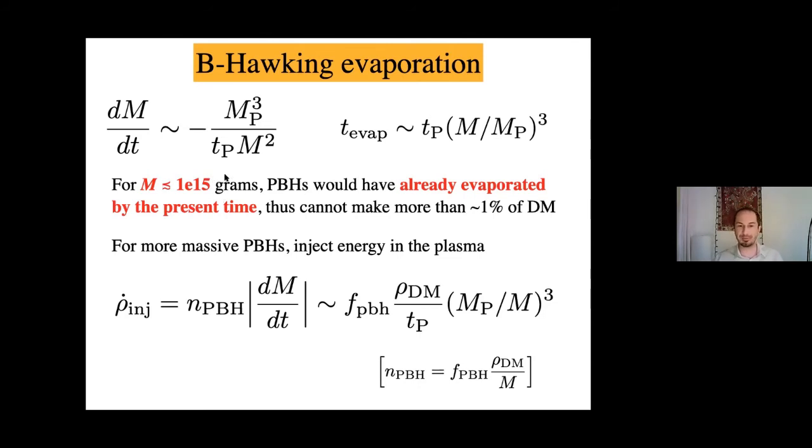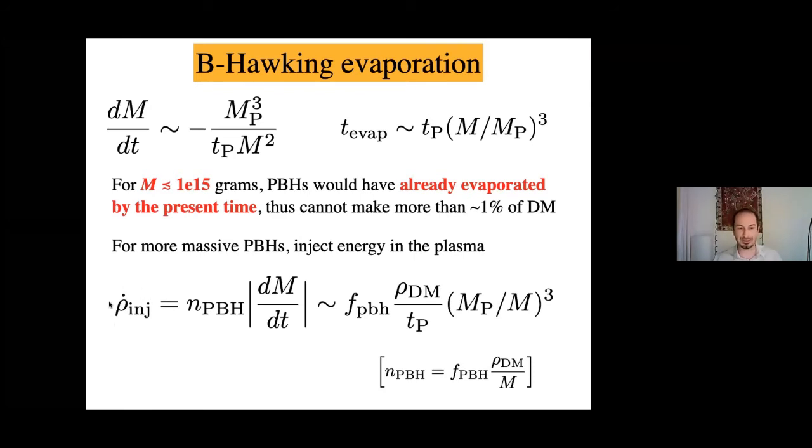So for lighter PBHs, well, they cannot make all the dark matter for sure, because we need to have dark matter today. So they cannot make more, and this is just making an approximate number here. At the very most, they have to be less than about 1% of the dark matter, because this is roughly an order of precision of measurement of dark matter abundance. If PBHs are above this threshold here, then they will not have evaporated by the present time, but they will be continuously evaporating through cosmic history. And as a consequence, they evaporate into a bunch of particles, depending on exactly the evaporation temperature, which you can also obtain from similar arguments. And as a consequence, they will inject energy into the plasma.